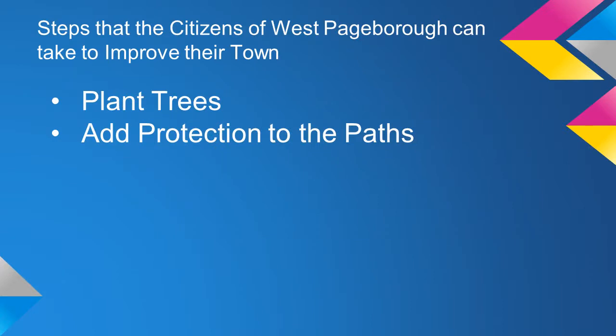So the steps that the citizens of West Pageborough can take to improve their town, one of them is that they can plant trees. Trees serve as a food source for many animals such as deers, and they also serve as a place for building homes of birds. Also, they can add protection to the paths, because the paths go through territories of many dangerous animals such as the red fox and the black bear. Those could potentially create casualties, which might not take place if they added protection to the paths.